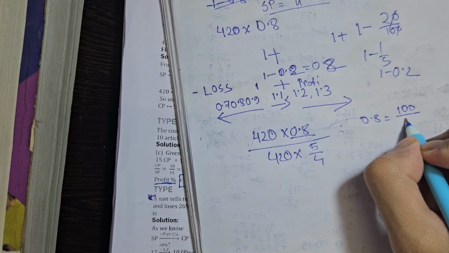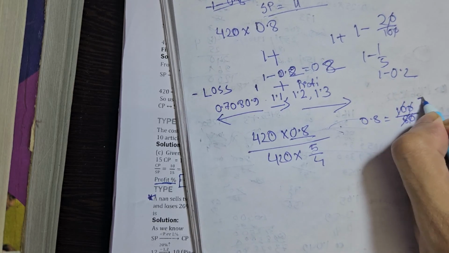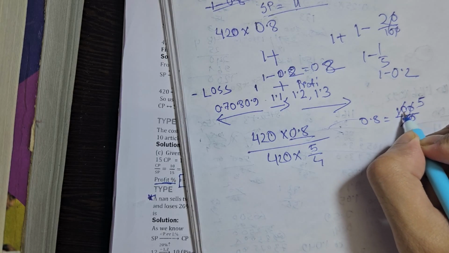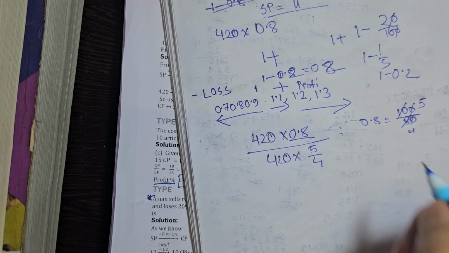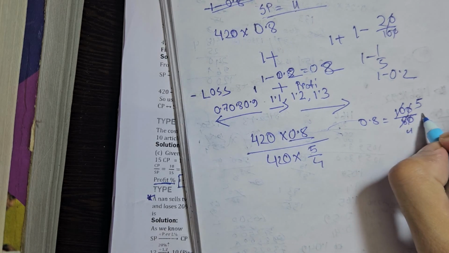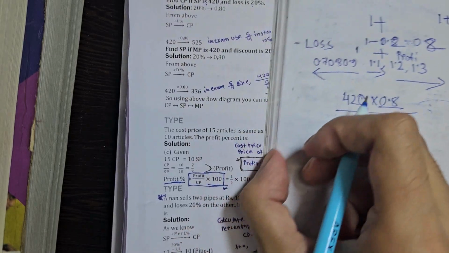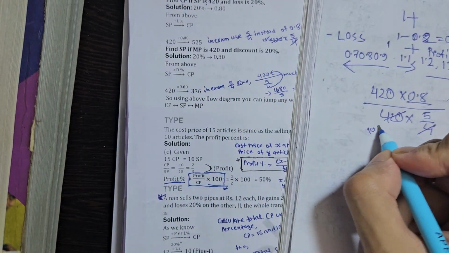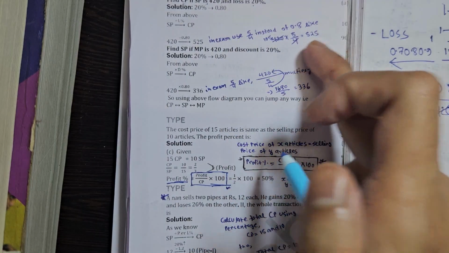100 by 80. 5, 4, we divided 10 and 8 both by 5 and 4. So it comes to 5 by 4. So we wrote 5 by 4, we cut 4 with 420. It comes to this 105, and we then multiply the 105 with 5, which comes to 525.